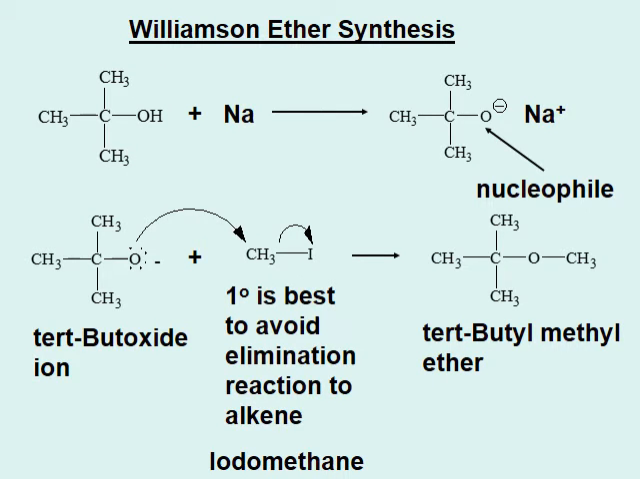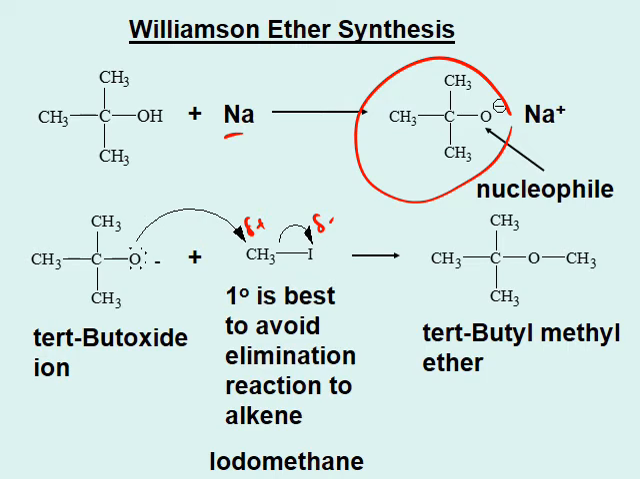This is Williamson ether synthesis. We have discussed this before. Here in this particular case, you have a 3-degree alcohol. In presence of sodium, it loses hydrogen and it forms alkoxide. In this alkoxide, oxygen is negative, so it's attracted to the methyl group because of iodine there.